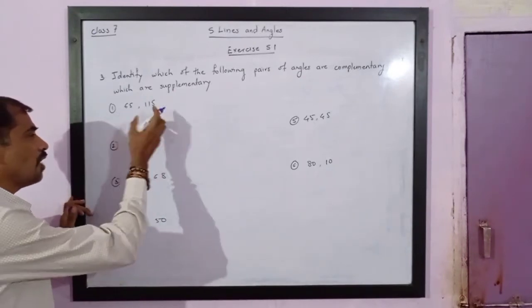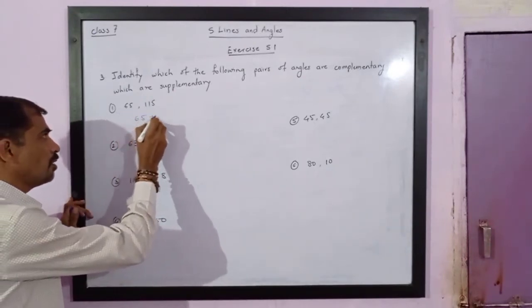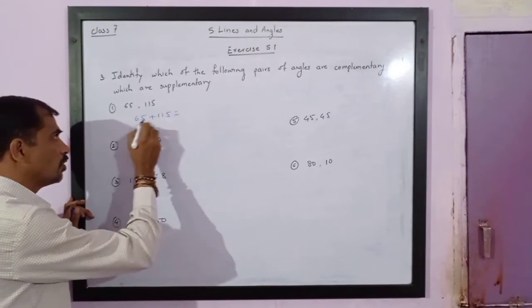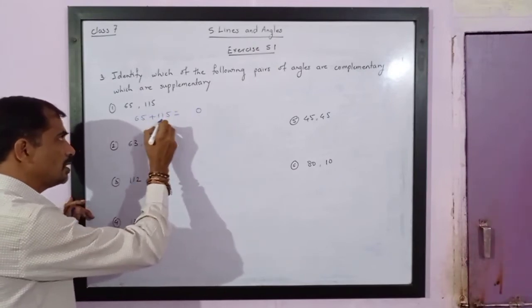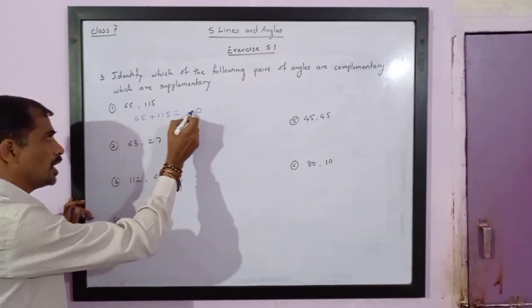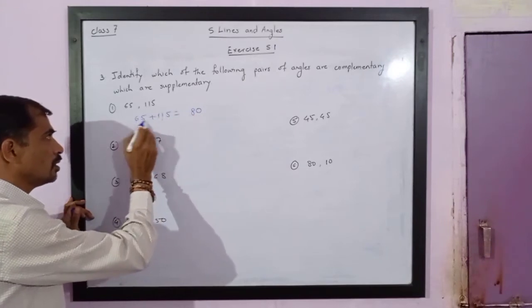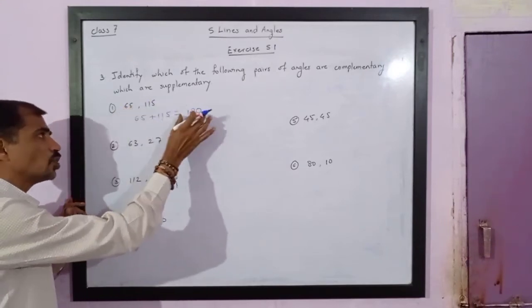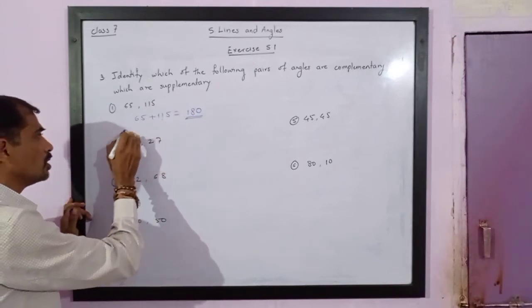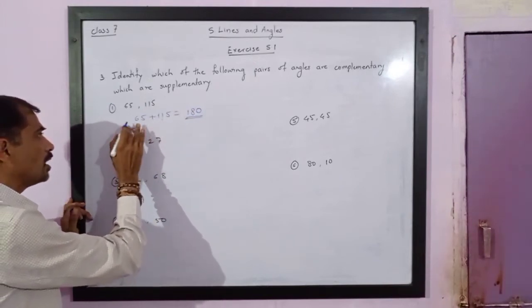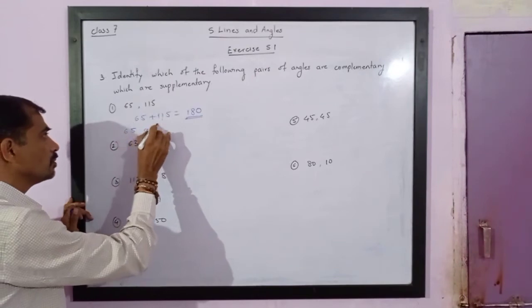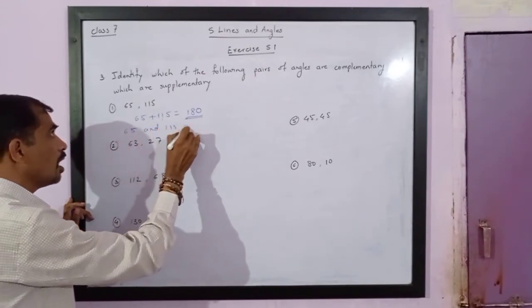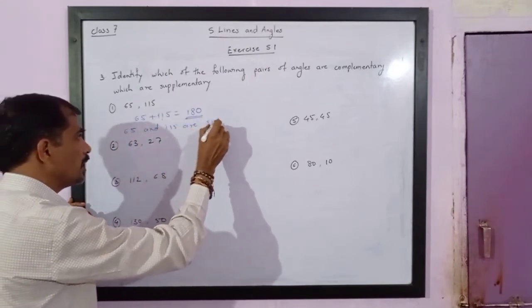So here 65 plus 115 is equal to 180. Here 5 plus 5 is 10, one carries. So 6 plus 2 is 8, and 1. So here the sum of the two angles is 180 degrees, therefore 65 and 115 are supplementary angles.